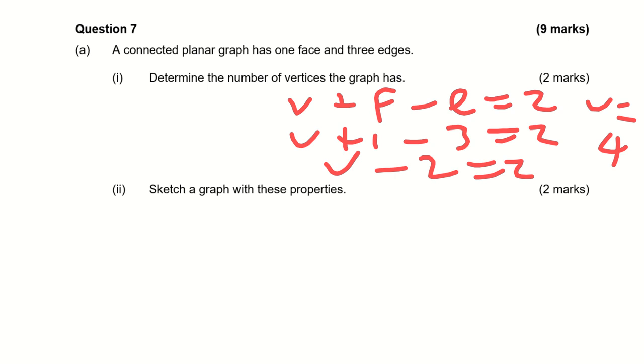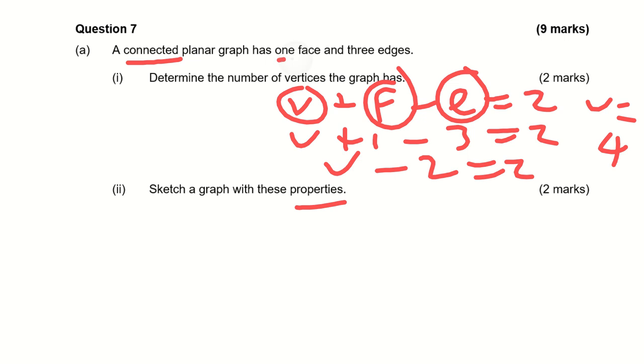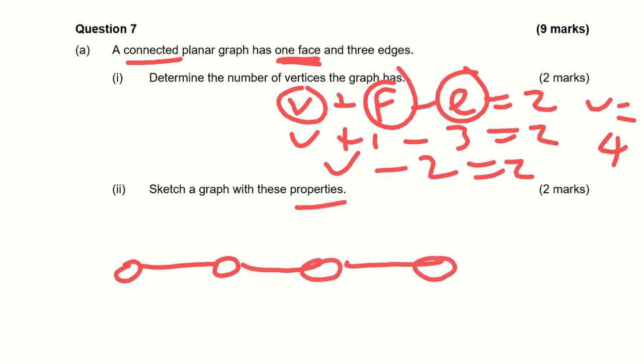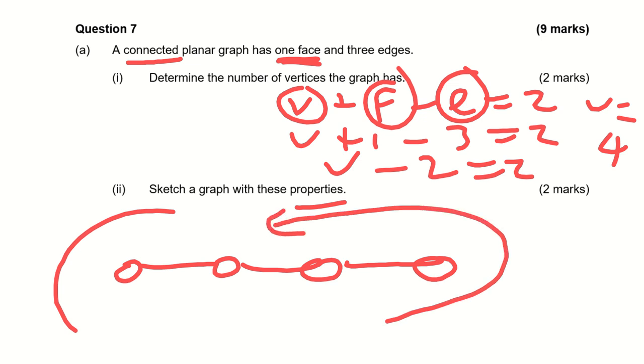And then sketch the graph with these properties. These properties meaning edges, faces, vertices, connected, right? So the key and the trick is because I told you it only has one face. That's the secret. So for it to only have one face, drawing a straight line might be the solution there because that's one face, right?